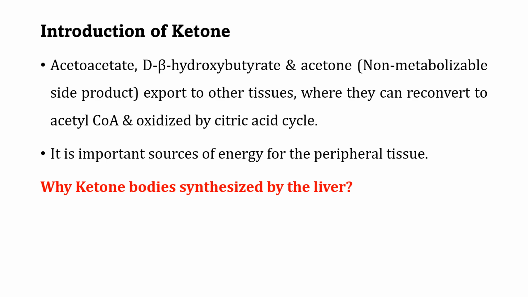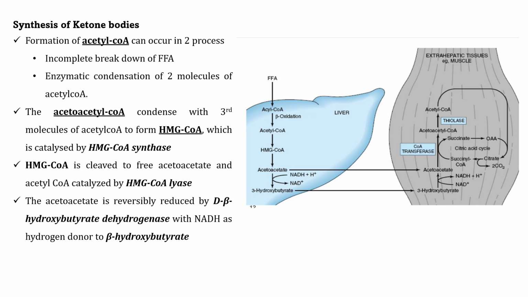So how are they synthesized in the liver? There are four different steps involved in the synthesis of ketone bodies. First is the synthesis of acetyl-CoA. This can take place by a two-step process: an incomplete breakdown of free fatty acids, and the enzymatic condensation of two molecules of acetyl-CoA, which is catalyzed by the enzyme thiolase. This is the reversal reaction of fatty acid oxidation.